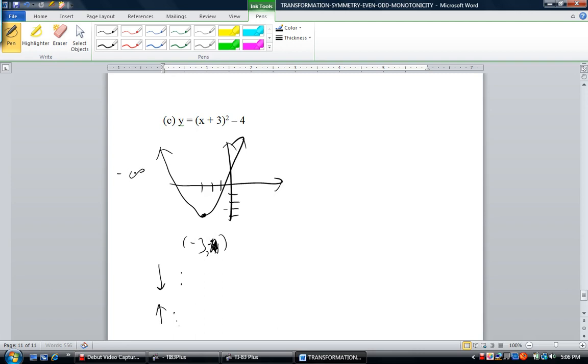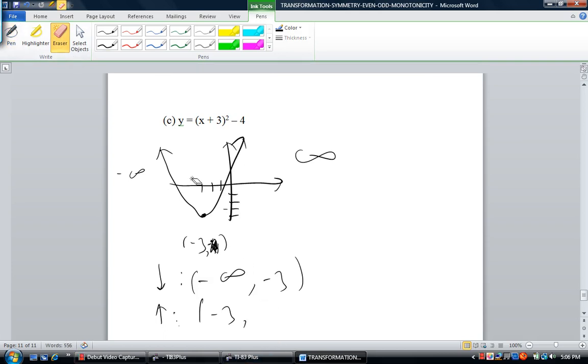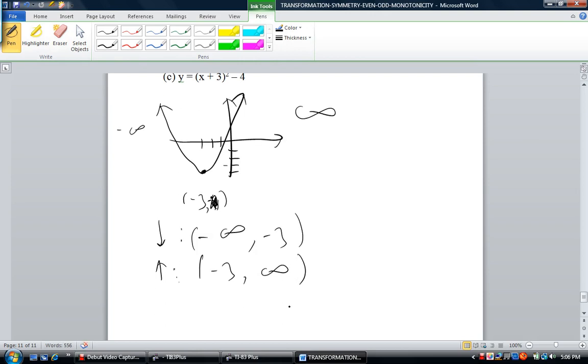So it's coming from negative infinity to -3. It's going down. And then from -3 to positive infinity, it's going up. So it's increasing. -3 to infinity, it's going up. And that's it. So don't be afraid to use your calculator to double check yourself. You may find a mistake just like I did.